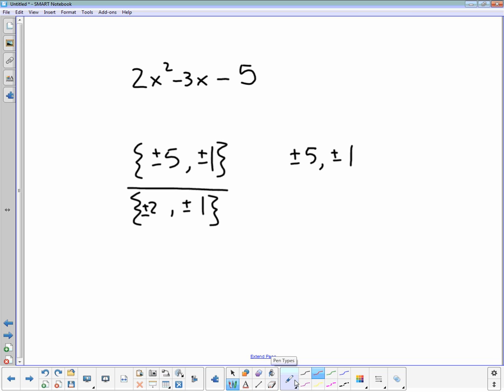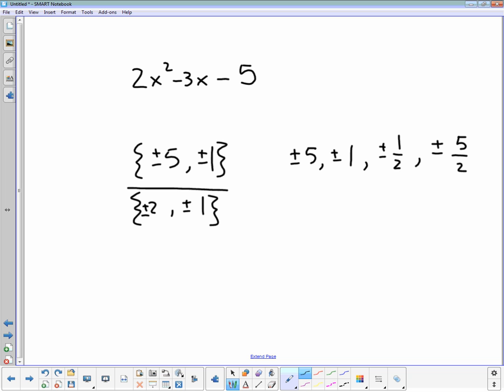And the other choices are plus or minus 1/2, and 5/2. So: 5 over 1, 1 over 1, 1 over 2, and 5 over 2. Okay, those are the only 4 that we really have to check. So now what we're going to do is plug in some of these values, and if we land on a 0, we stop.